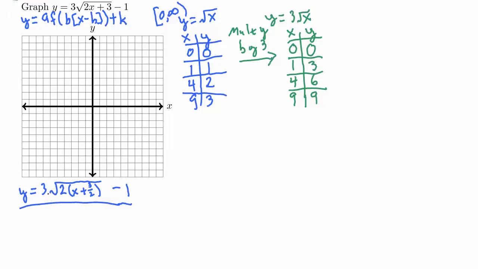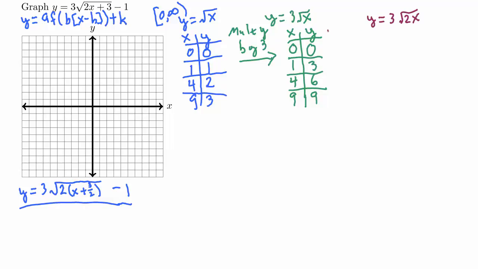Now, from left to right, I have the 3 first, followed by this 2. So that's what I need to look at next. So I'm going to say y is equal to 3 square root of 2x. Now, if there wasn't anything else here, I could just leave it like that. This 2 is on the inside of the radical. That means that it affects the x. And because it affects the x, I do the opposite of what it says.